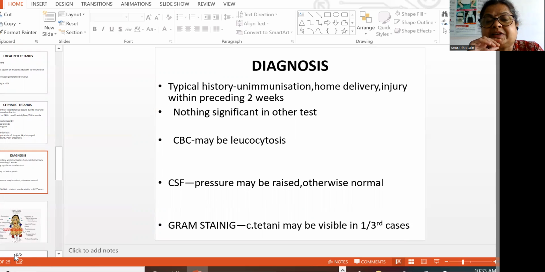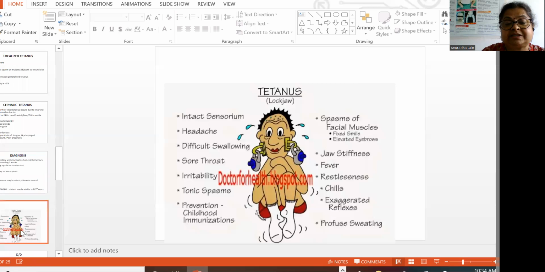Diagnosis is typically by history: immunization, home delivery, injury within the preceding 2 weeks. Then nothing significant in other tests. In CBC, there may be leukocytosis, which is very non-specific. CSF pressure only may be raised, otherwise it is normal. On Gram staining, Clostridium may be visible in only one third of cases. So nothing is confirmatory. Only the history and clinical features give you a strong suspicion and you have to treat. So once again, I will revise the typical features of tetanus.